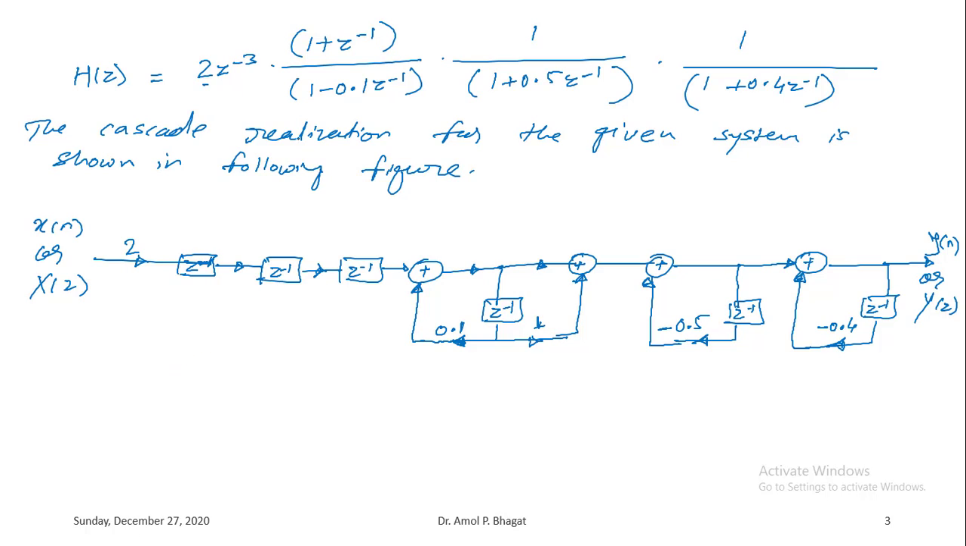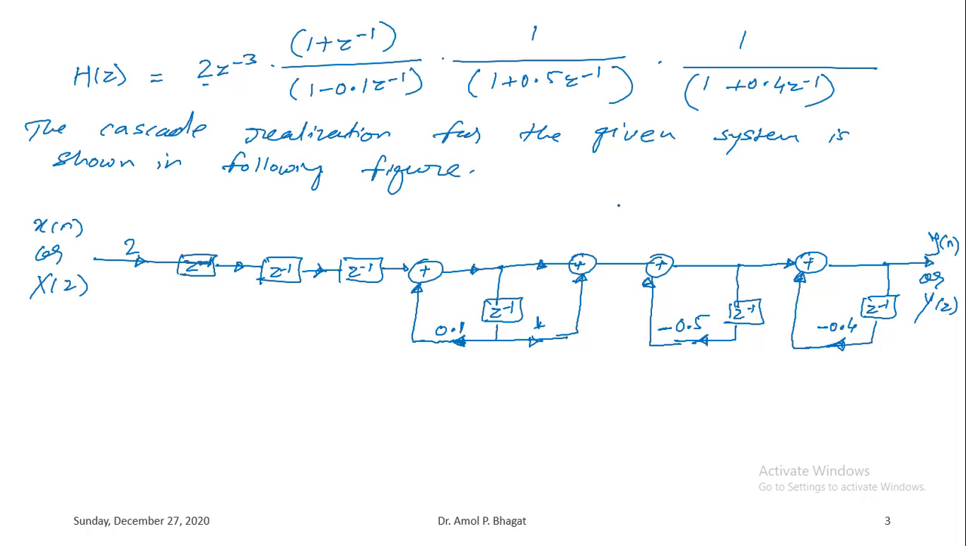Okay, so this is how we have realized this equation. Initially this term, that is 2z to the power minus 3, has been realized. So 2 was realized by using a constant multiplier, then z to the power minus 3 by using 3 delay elements. Then this term in numerator and denominator is realized by using direct form 2 realization. Okay, so the denominator is indicated in this feedback loop, right? That is z inverse multiplied by minus 0.1, that will be added here with 1, right? Then similarly 1 plus this particular z inverse, that is 1 z inverse will be added here.